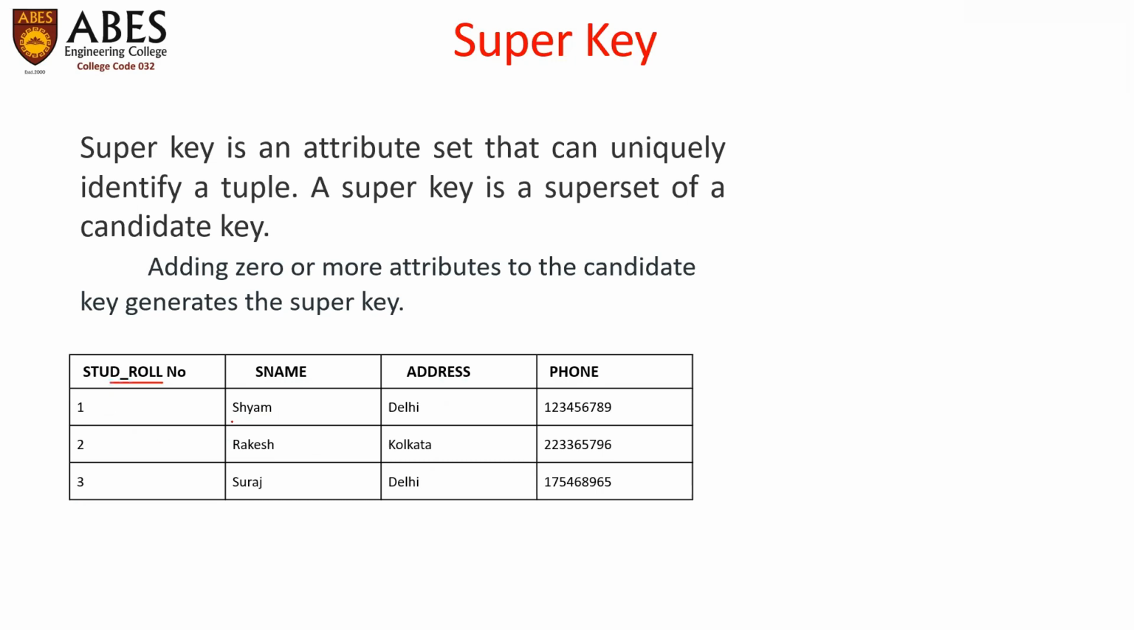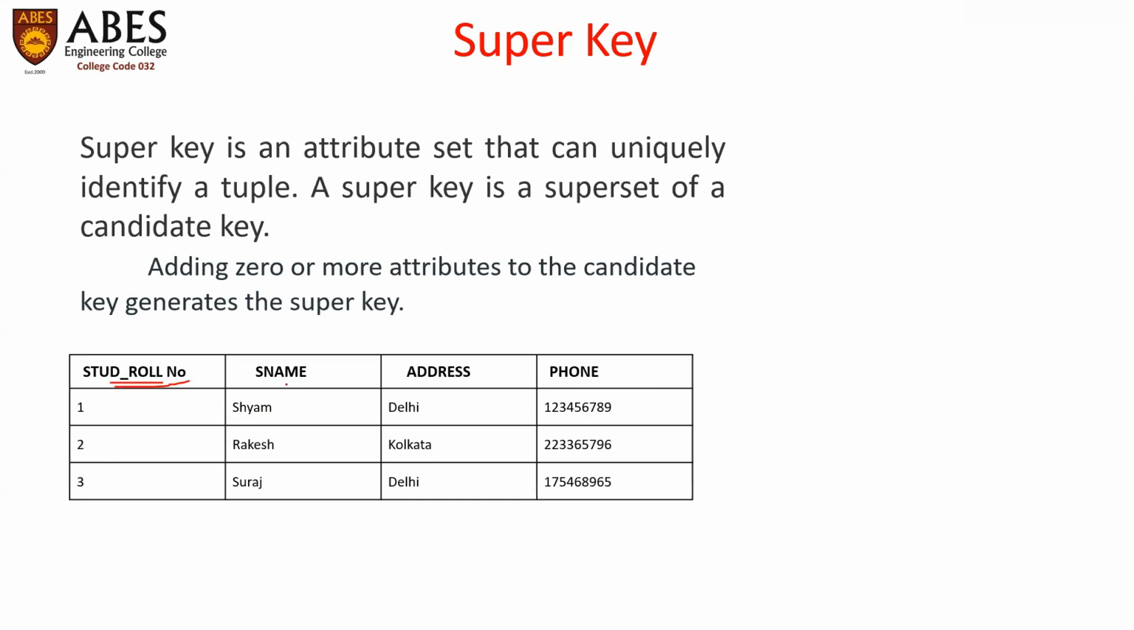Now, I want to make a super key. So combining this student roll number with any of the remaining attributes or a combination of the attributes will form other super keys. For example, student roll number alone can be a super key.